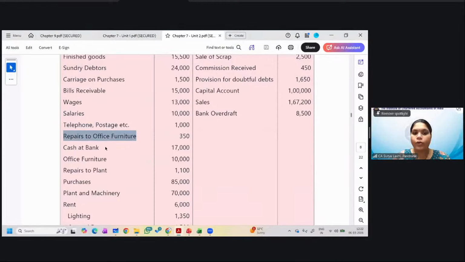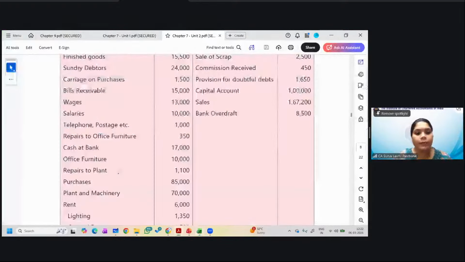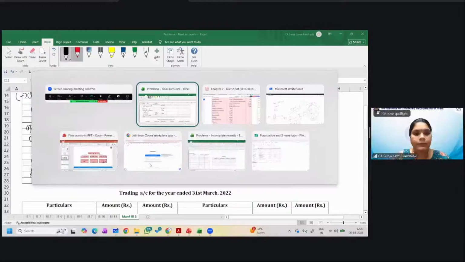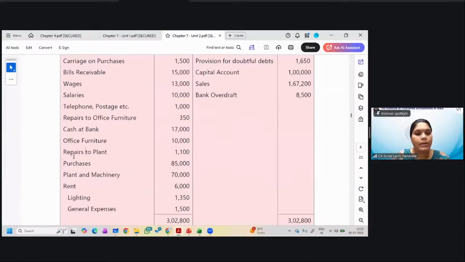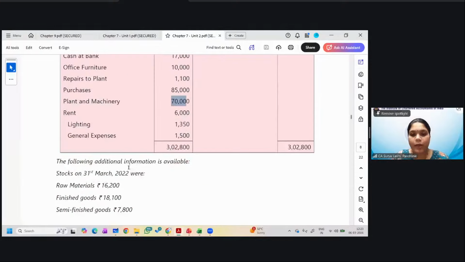Telephone you can't take. Repairs to office furniture you can't take. Repairs to plant you have to take. Repairs to plant. How much is the value? 1,100. Something relating to the plant has to be taken. Correct? Yes. What else? Repairs to plant is done. Purchases are done. Plant and machinery will go to assets. Now rent. Rent and lighting, I think they gave you some breakup. So let us see that.